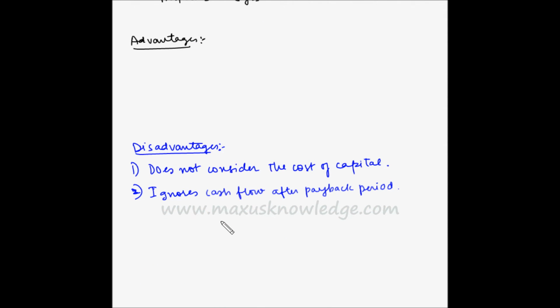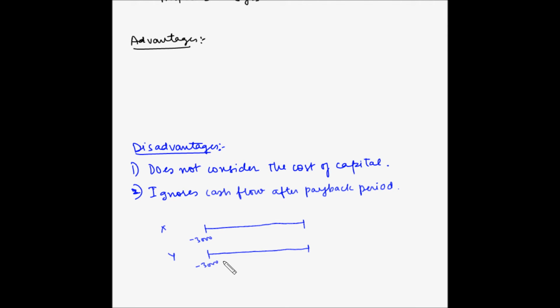For example, consider two projects X and Y. Let's say that the initial cash outflow for both these projects is 3,000 rupees. So let's say this is the timeline for project X and this is the timeline for project Y. The initial cash outflow for both these projects is 3,000 rupees. So minus 3,000 because this is coming out of our pocket.